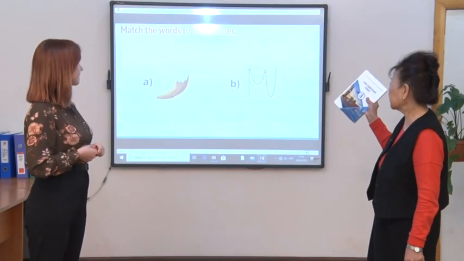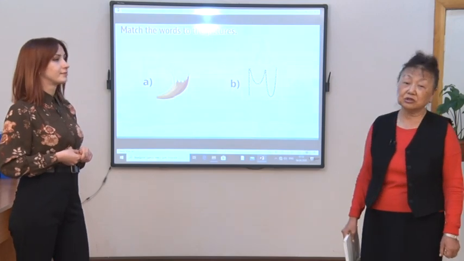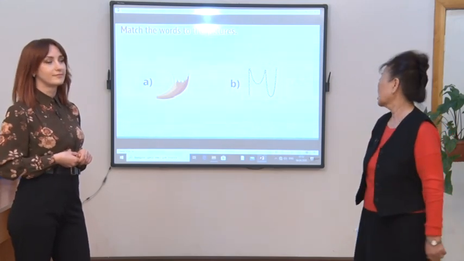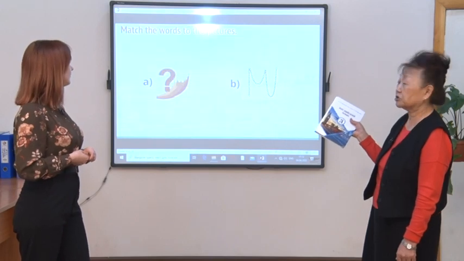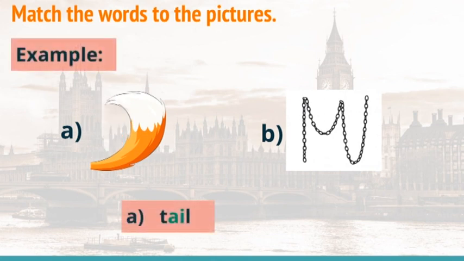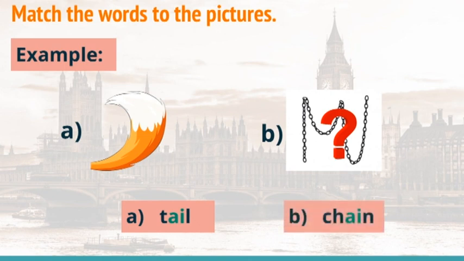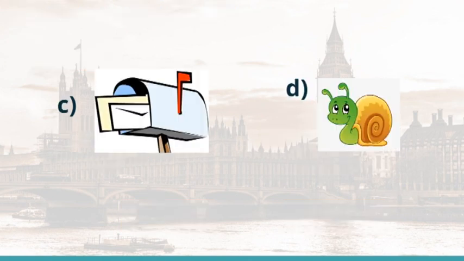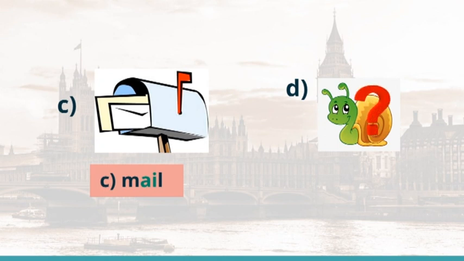Match the words to the picture. For it, you should answer the questions. What is picture A? I think it's a tail. You are right. What is picture B? It's a chain. You are absolutely right. So the next one. What is picture C? It is a mail. You are right. You are a good pupil. Well, thank you. So what is picture D?